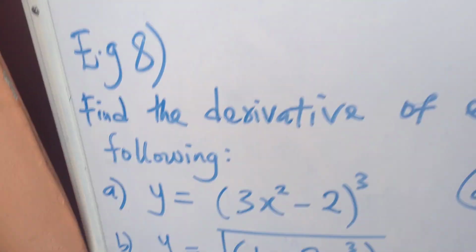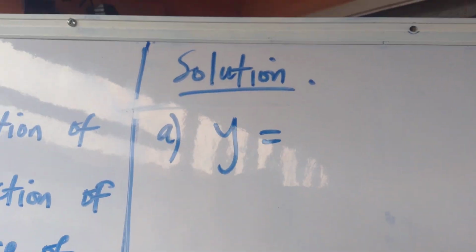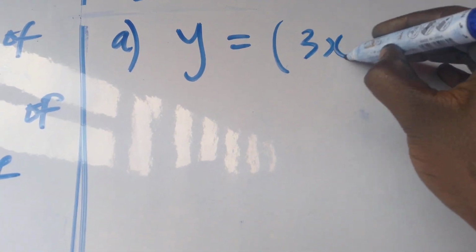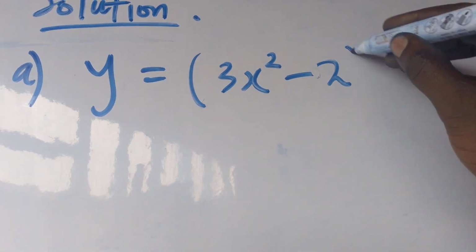Okay, let's solve the first question there. First question says that y is equal to, open bracket, 3x squared minus 2, all raised to power of 3.